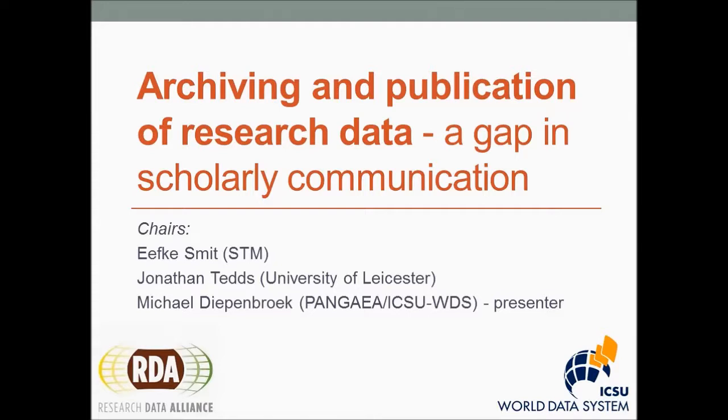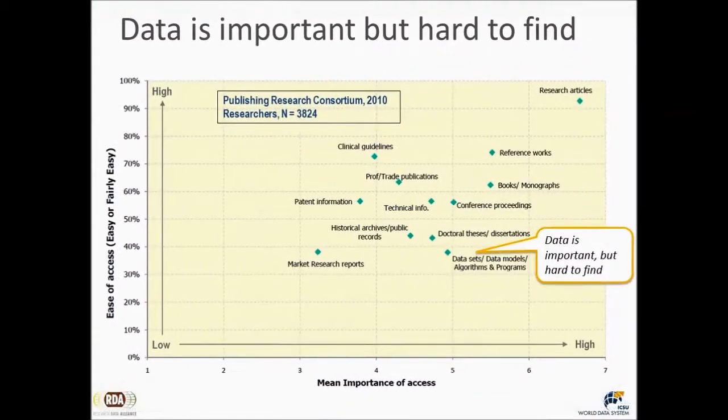So this is a study tracing back to 2010 by the Publishing Research Consortium. They tried to find out which types of scientific information are accessible and how, and how important they are, by asking nearly 4,000 researchers. Not surprisingly, it came out that research articles are very important, but are also accessible in a very good way, whereas data are also seen to be very important, but the accessibility is rather poor. So data are important, but they're hard to find.